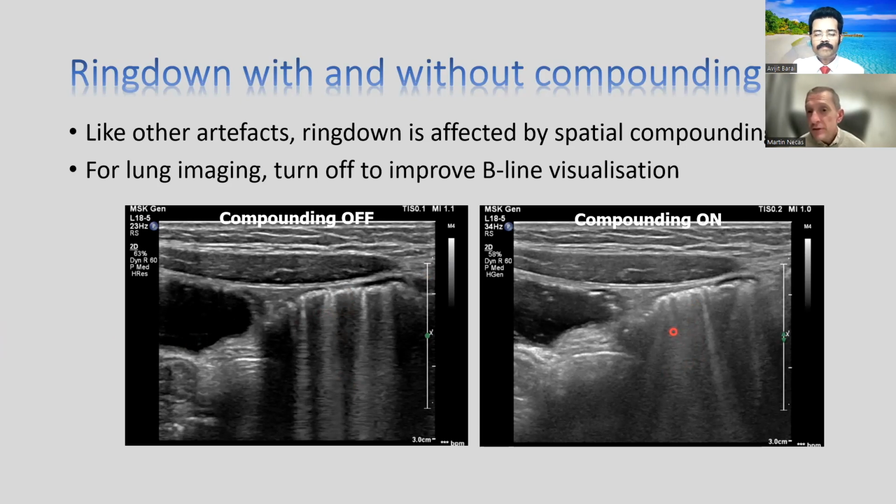So most of your systems, of course, if they have a lung preset, that lung preset will have the compounding switched off for that very reason. But it could be that in a complex situation where you're imaging a bit of the abdomen, a bit of the heart, you might just grab the same probe and put it on the lung to have a look, not realizing that compounding is still on. It should be turned off.